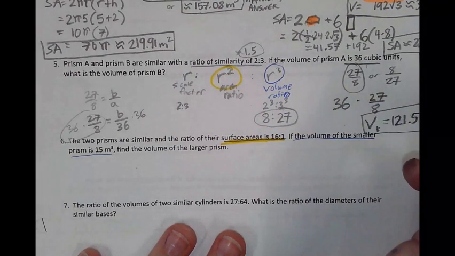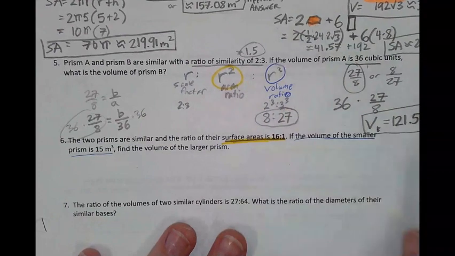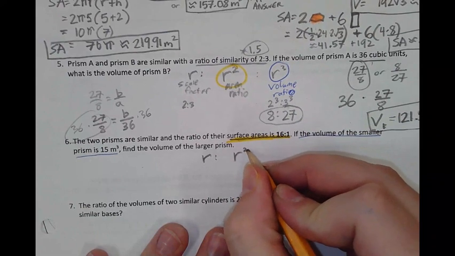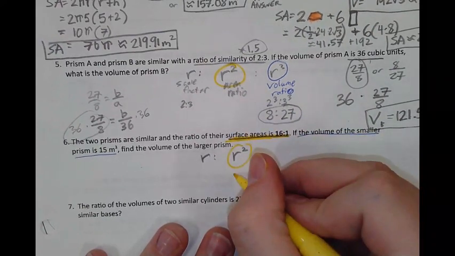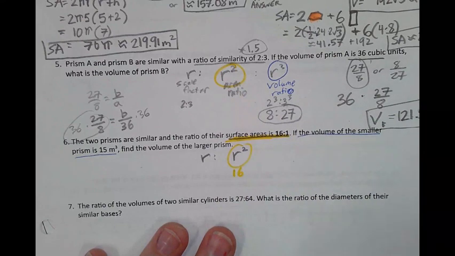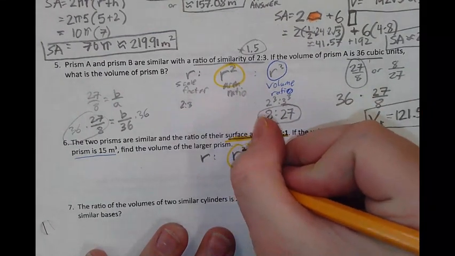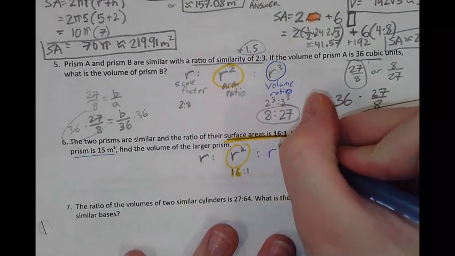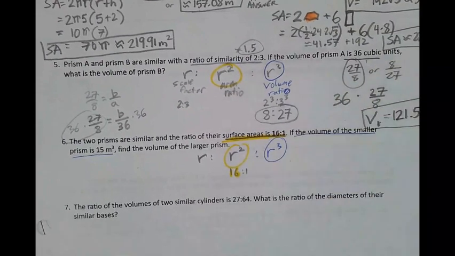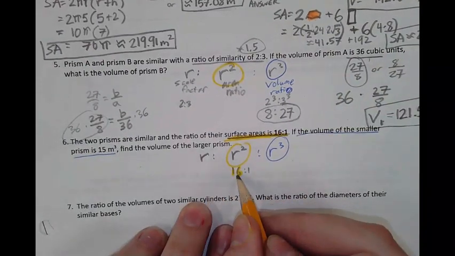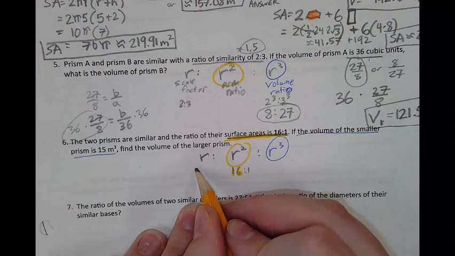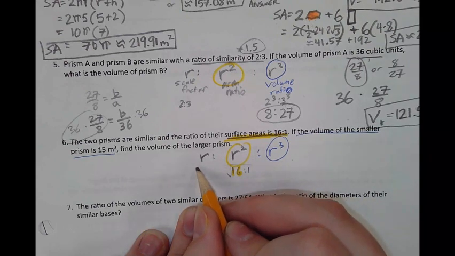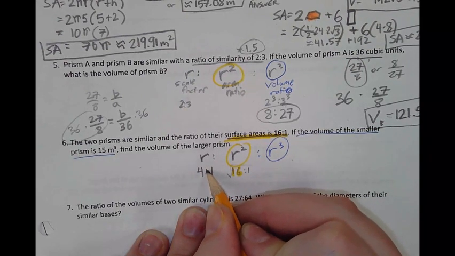The scale factor is R. R squared is the area ratio, which we know is 16 to 1. And the volume ratio is R cubed. That's the ratio that we need. So we need to work backwards. If the ratio squared is 16, we know that the scale factor is the square root of that. So we'll get our answer of 4. 4 times bigger. That's the scale factor.